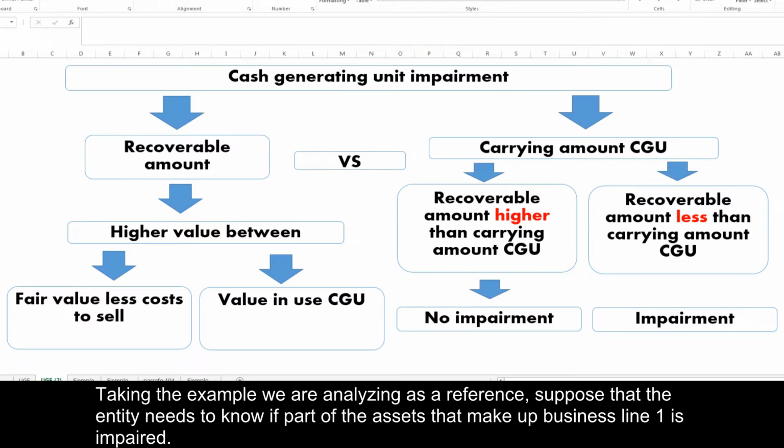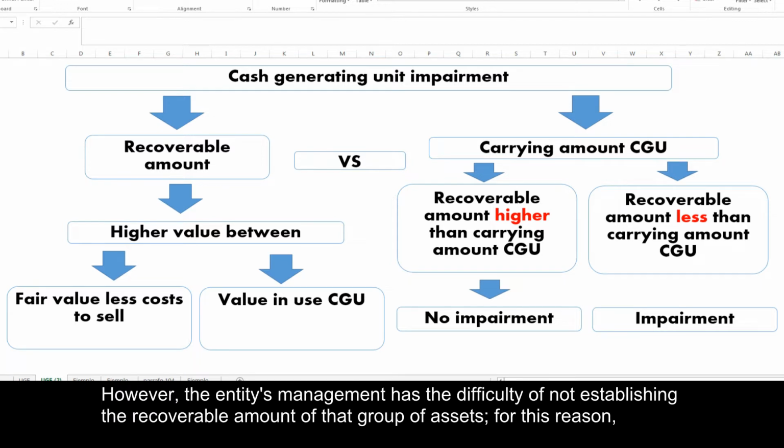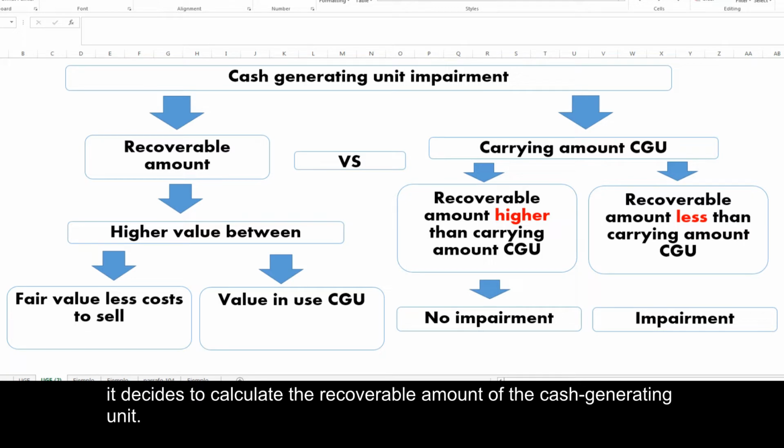Taking the example we are analyzing as a reference, suppose that the entity needs to know if part of the assets that make up business line 1 is impaired. However, the entity's management has the difficulty of not establishing the recoverable amount of that group of assets. For this reason, it decides to calculate the recoverable amount of the cash-generating unit.